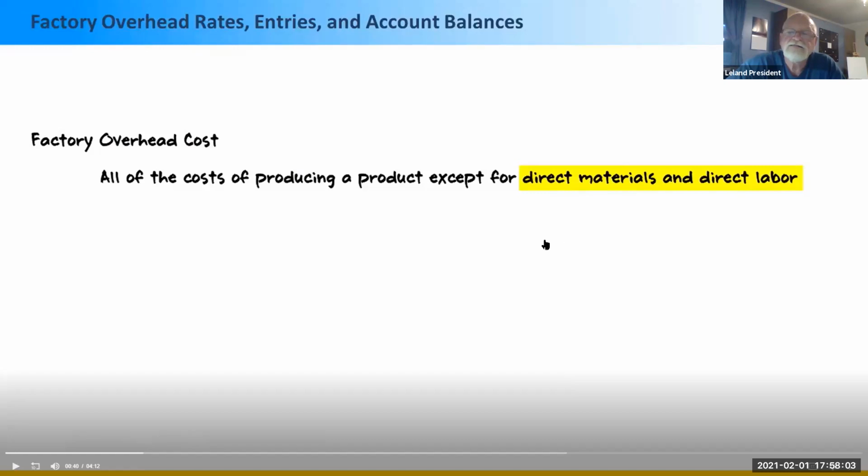Now see, this is something you should write down because it spells it out and it's nice and bold. You should put this in your notes. Factory overhead costs, what is it? All of the cost of producing a product except for direct materials and direct labor. That's factory overhead.